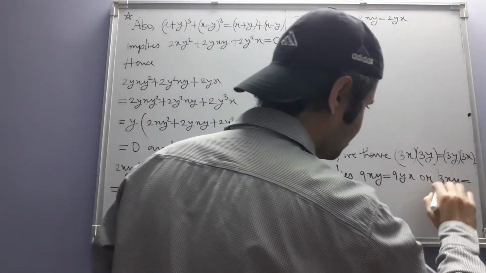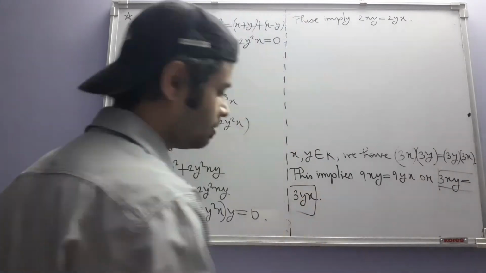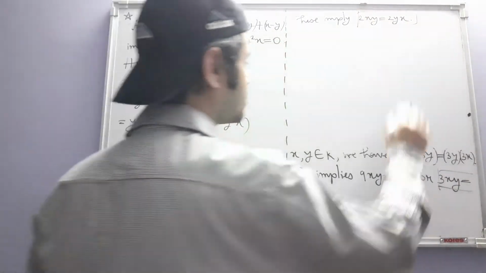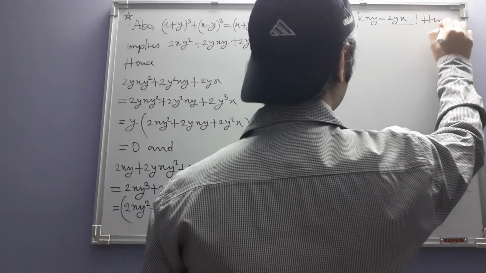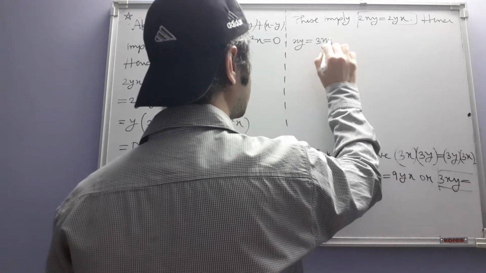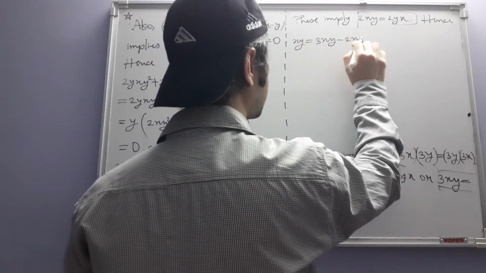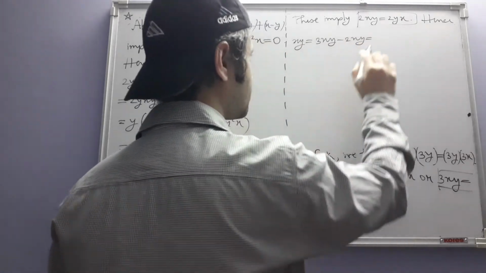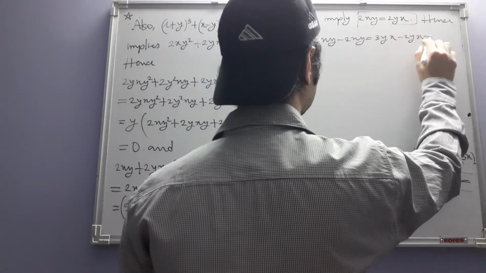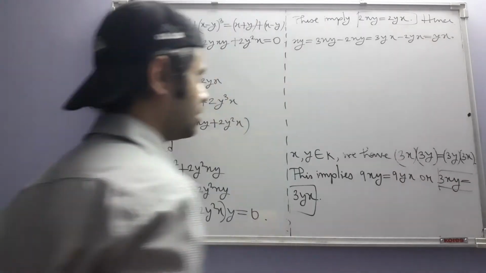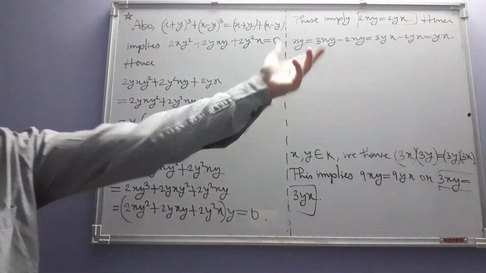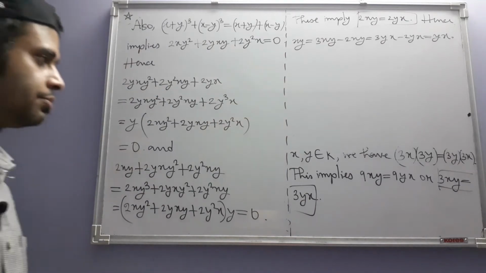So now we have this 3xy is equal to 3yx and 2xy is equal to 2yx. Hence xy is equal to 3xy minus 2xy. But 3xy is 3yx and 2xy is 2yx. So this is equal to yx. This ultimately gives me that xy is equal to yx. Hence the ring is commutative.